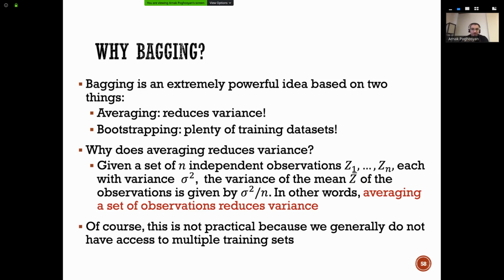And here we have a description of why we reduce variance. When you have n independent observations Z1 to Zn, all coming from the same distribution with variance sigma squared, when you calculate the mean you get the corresponding variance sigma squared over n. So this n helps us reduce the variance. So when you use bagging compared with a single decision tree, you decrease the variance of the final prediction by this factor n.